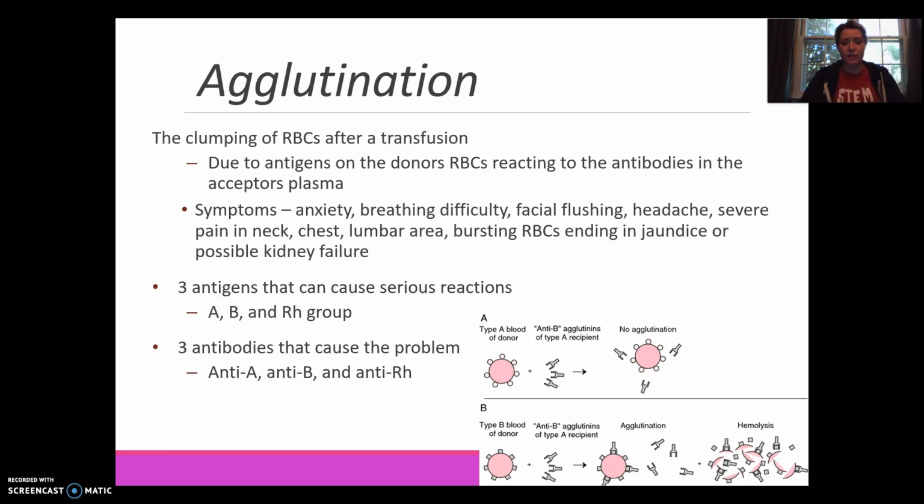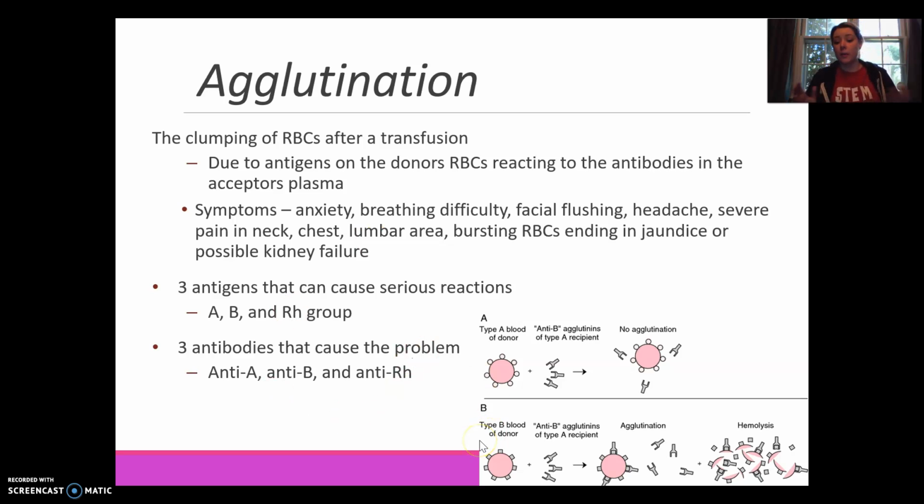And the Rh is from the Rhesus monkey, which is where they originally tested and discovered the positive and negative factors. All right, and then you have your antibodies. You have anti-A, anti-B, and anti-Rh, which is still your positive negative.